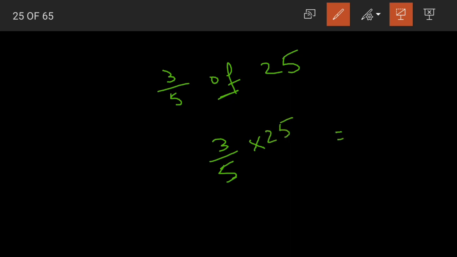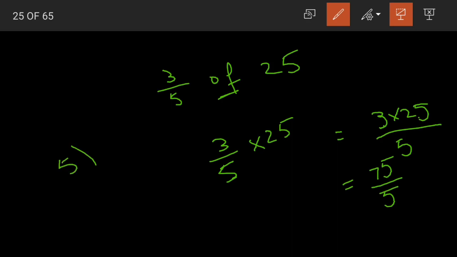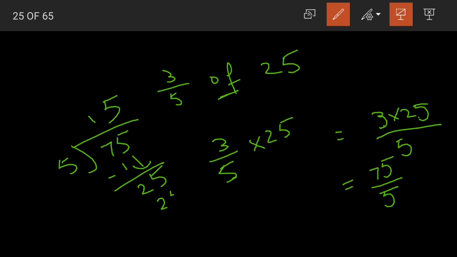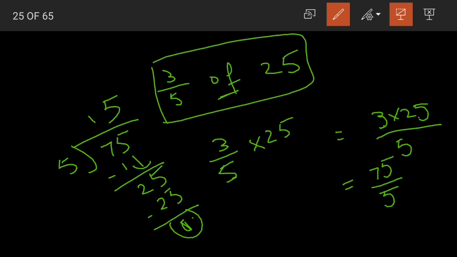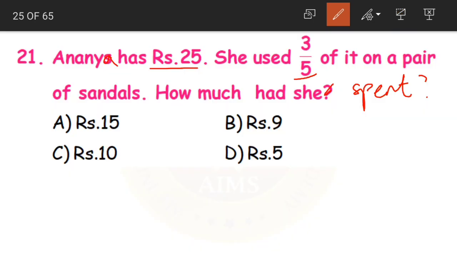Now how do we multiply, children? 3 into 25, multiplying the numerators, divided by the denominator. 3 into 25, 75, divided by 5. Now when we divide 75 by 5, 5 ones are 5, 2 brought down, 2 remaining, 5 brought down, 5 5s are 25. When we subtract, 0 is our remainder. So 3 by 5 of 25 means 15 rupees.